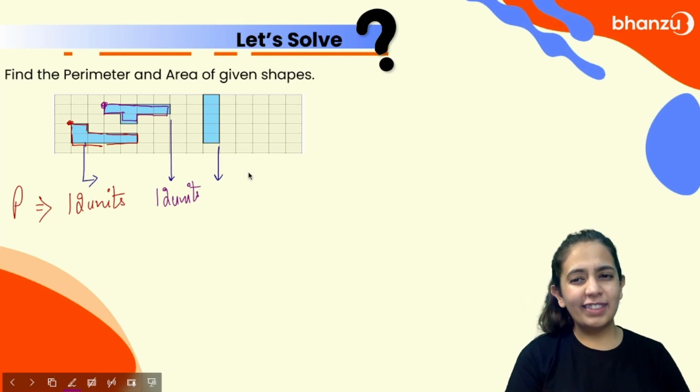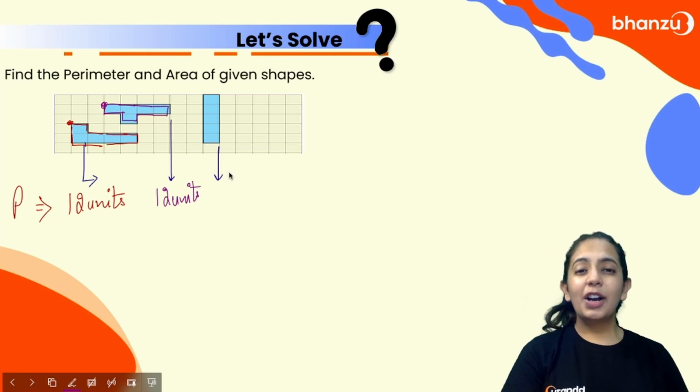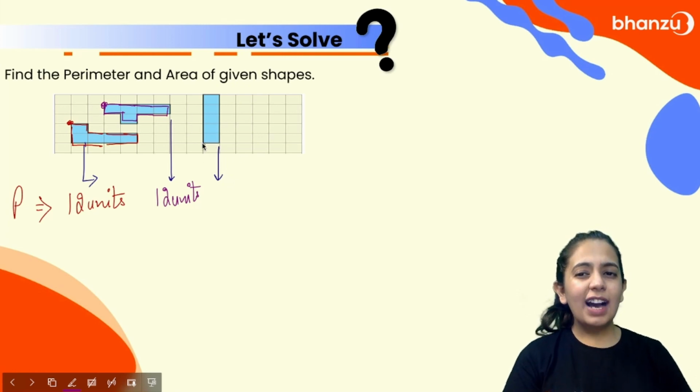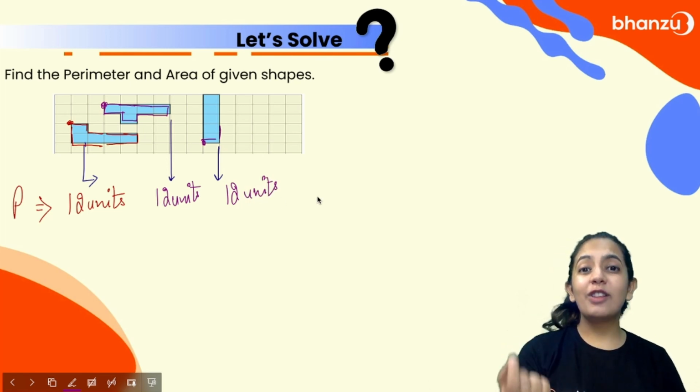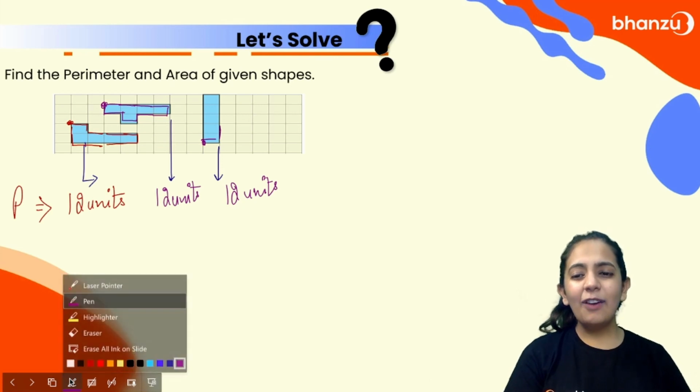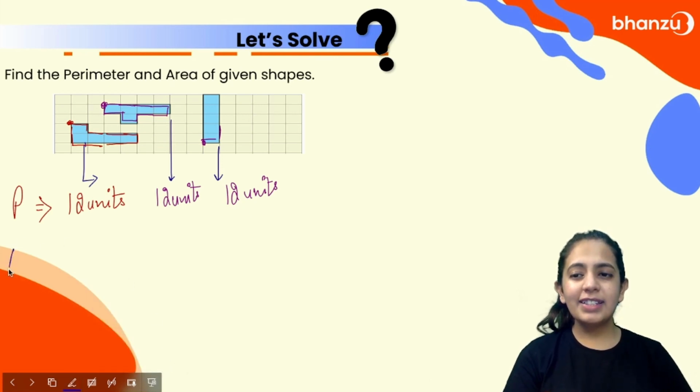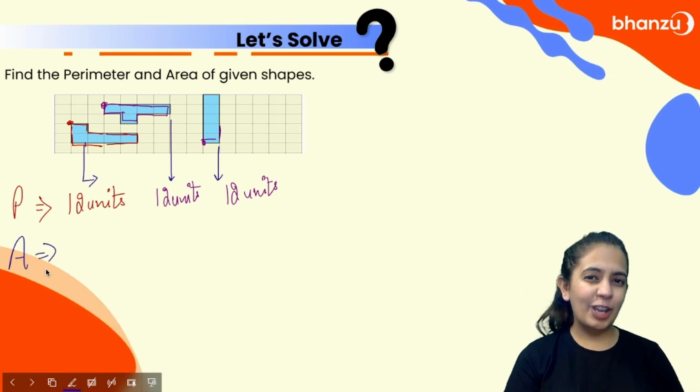Now the last one, that is the third one. So what is its perimeter? Yes? Alright, now let's start with any one point. So 1, 2, 3, 4, 5, 6, 7, 8, 9, 10, 11, 12. Okay, again here as well the perimeter is 12 units. Amazing. Now let's move on and find area of these shapes.